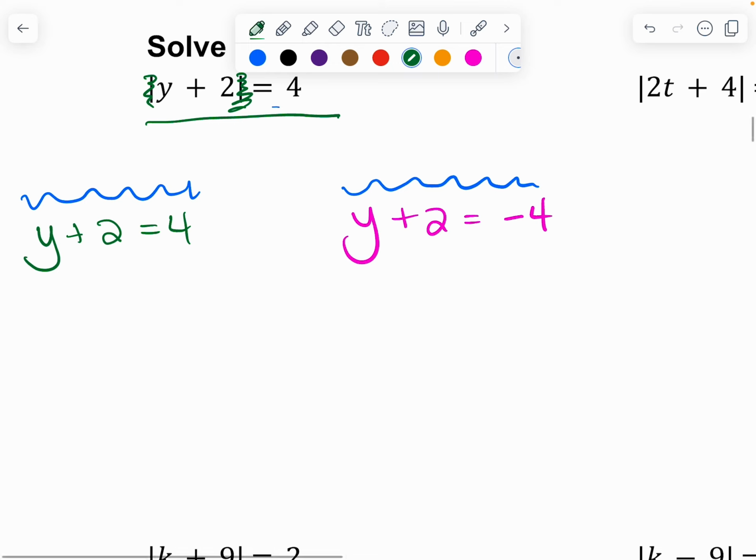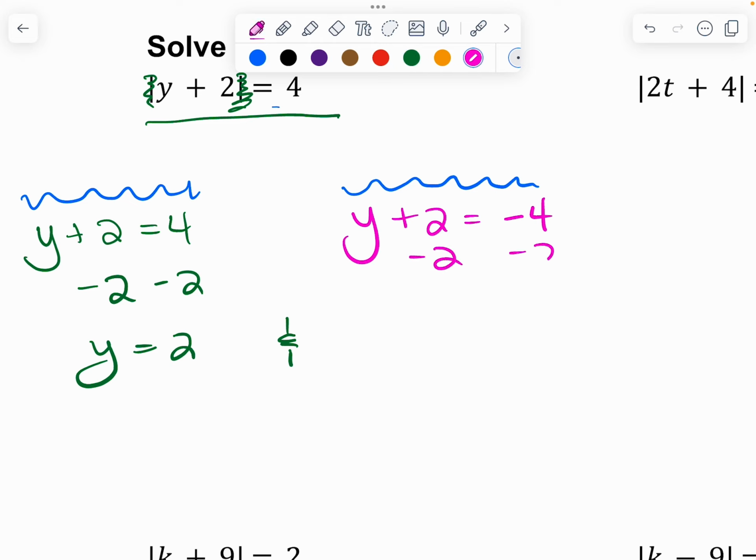So here we go. We solve it. I subtract 2 from both sides. I get y equals 2. And then I subtract 2 on this side, and I get y equals negative 6. So my answers to this are y equals 2 and y equals negative 6.